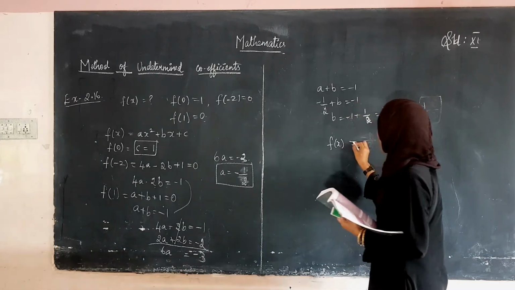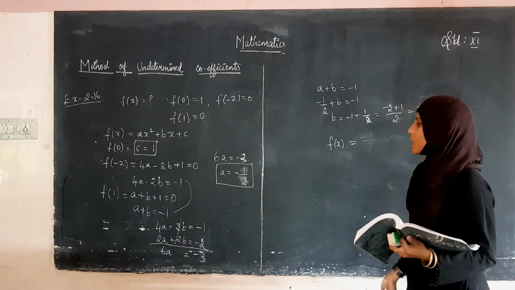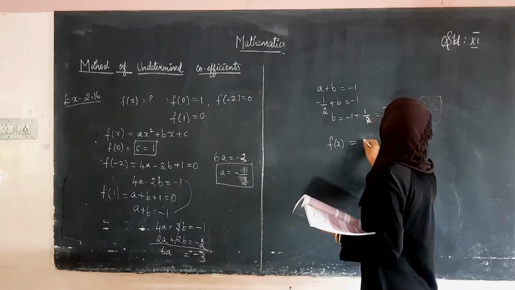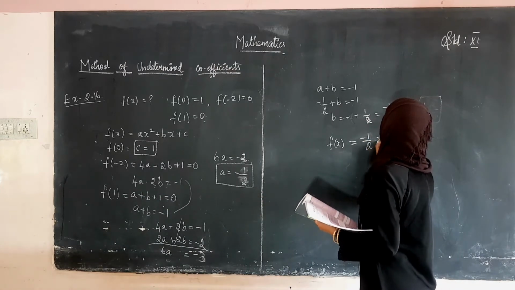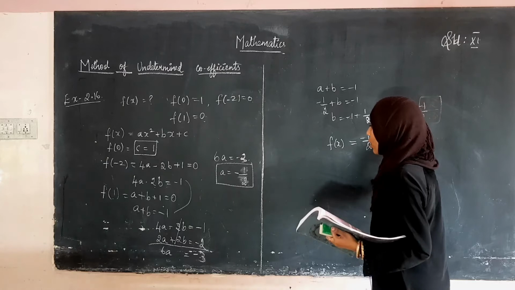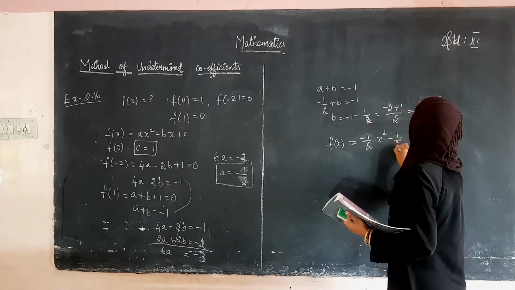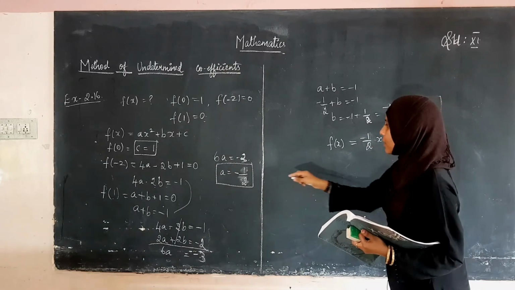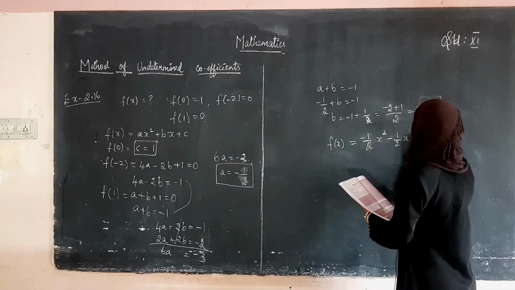So we have to substitute the values of a, b and c in the equation. What is the value of a? a is minus 1 divided by 2, into x square. And what is the value of b? b is minus 1 divided by 2, into x, plus c. The value of c is 1, so plus 1.